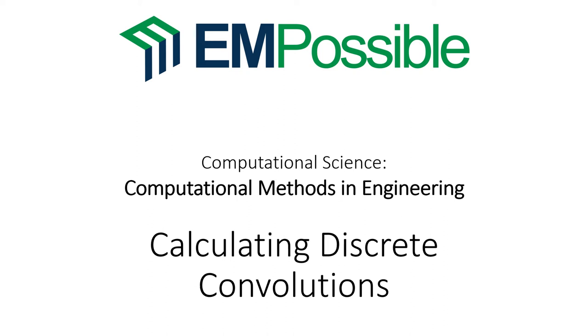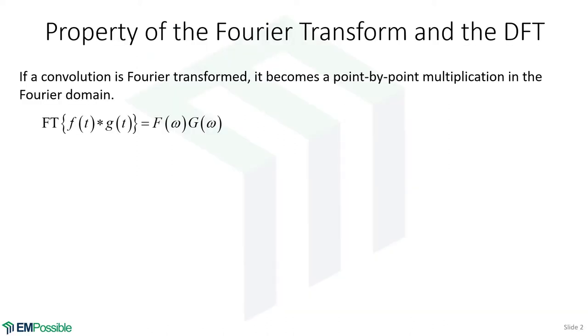Calculating discrete convolutions. We start with a property of a Fourier transform.